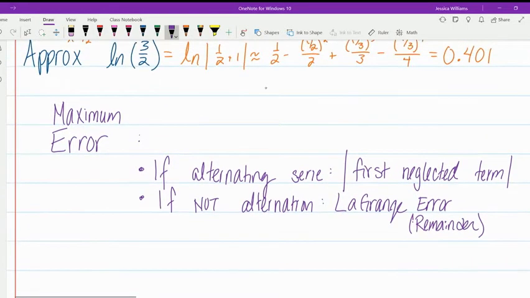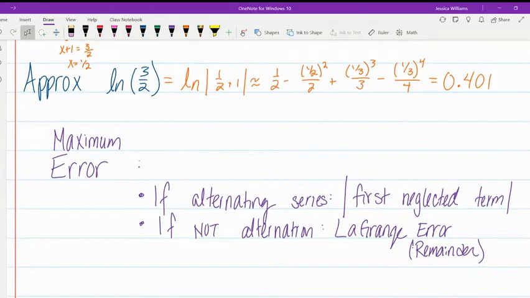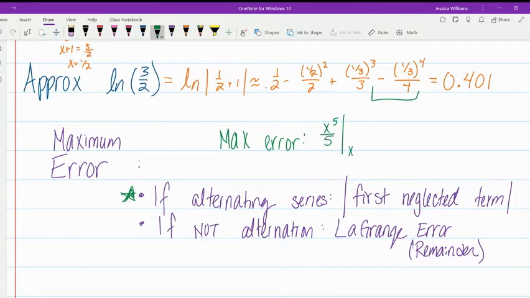Okay, so this polynomial that we have, this Taylor series that we have, is alternating. Hooray! That means I'm going to use this to find our maximum error. So our max error for this series is going to be the next term that I didn't write. Well, I got to a 4th degree, so that means our max error must be x to the 5th over 5, evaluated at x equals 1/2. So this is 1/2 to the 5th over 5. And if you type, you get 0.00625. So that's the maximum we could be off in that approximation.